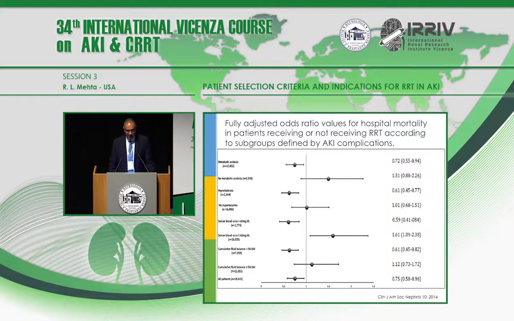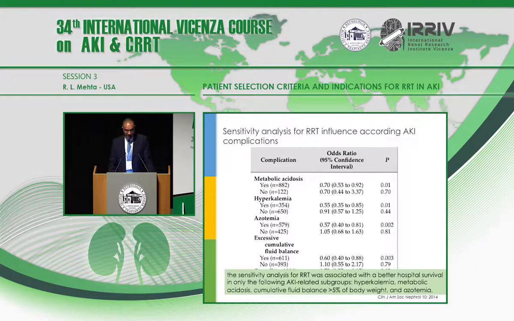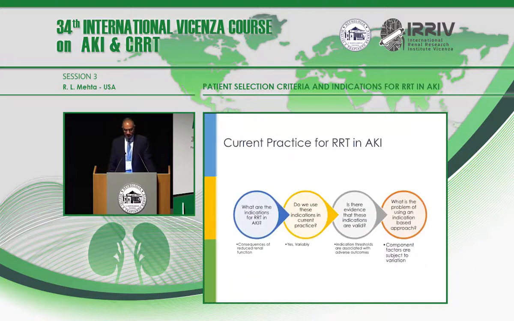And when you look at this here, you can see here's hyperkalemia, here's all of these risk factors in terms of the patients receiving or not receiving RRT and complications. And the sensitivity analysis here, you can see, was associated with a better hospital survival only in the subgroups of hyperkalemia, metabolic acidosis, cumulative fluid balance, and azotemia. So yes, one could take home the message that there is a reasonable amount of evidence supporting that these factors, when they are present, do contribute to risk, and therefore they need to be corrected in that setting.